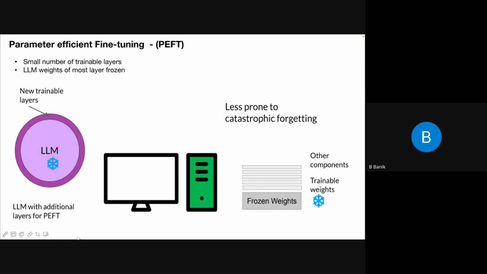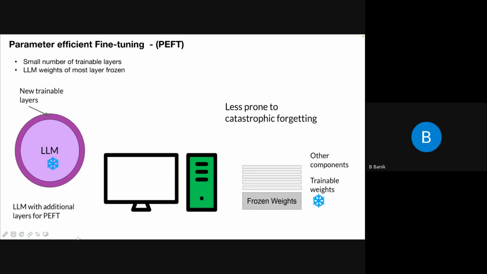You don't need all the GPUs required for full fine tuning. And because the original LLM is only slightly modified or left unchanged, PEFT is less prone to catastrophic forgetting, the problem of full fine tuning, right? Because we are not updating the weights of the entire model, that's how it avoids catastrophic forgetting.